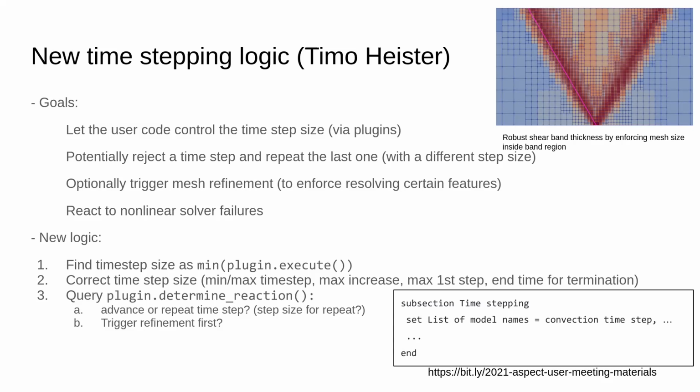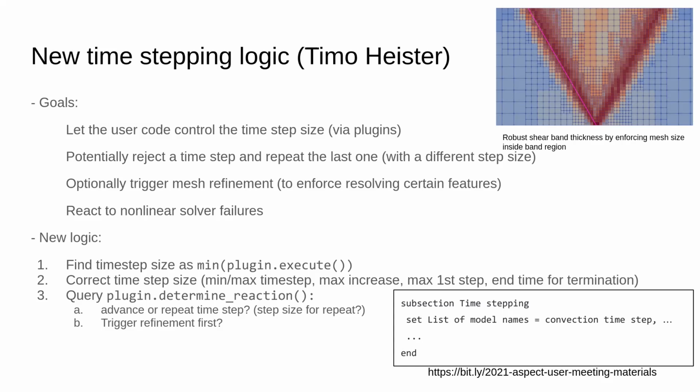So the summary you see here is the new logic that gets executed at every time step. The first thing is, step one, we execute all the time stepping plugins that are there, called execute, and the plugin returns a desired time step size, and then we take the minimum over all of them. I will list some examples for time step sizes in a minute. And in your parameter file, you see at the bottom right, there's a new time stepping subsection, and you can just list the model names that you want.